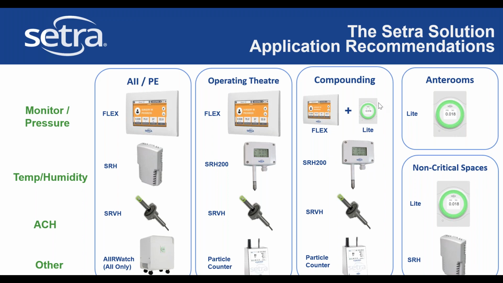There is always an anteroom for the compounding pharmacy. The operating theater, you could also use that for an anteroom. I note here, obviously, Lights for anterooms, and then non-critical spaces, we recommend the Light paired with an SRH if you want to also manage temp and humidity. Now, in this case, you wouldn't be locally displaying your temp and humidity like on the Light. You can't do that, but you would at least have it in your building management system.